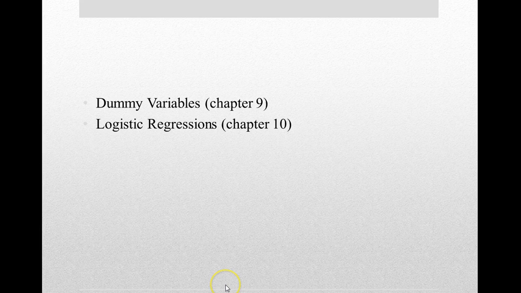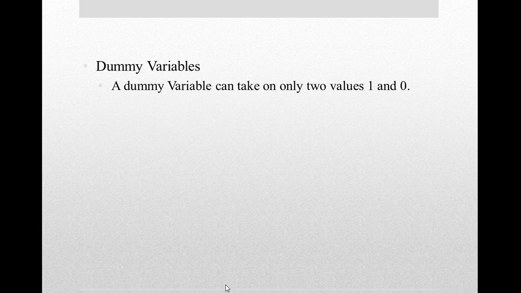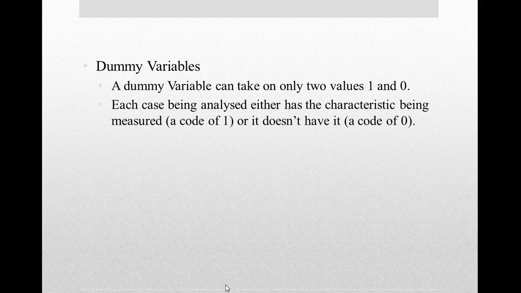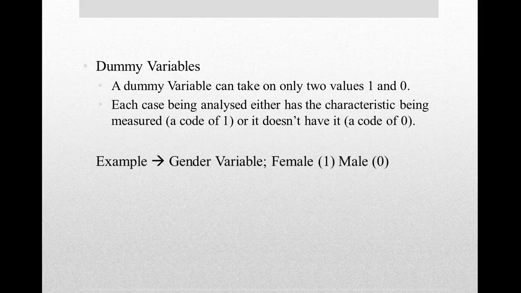A dummy variable can take on only two values, 1 and 0. Each case being analyzed either has the characteristic being measured, a code of 1, or doesn't have it, a code of 0. So a gender variable can be a dummy with females being coded 1 and males being coded 0, or vice versa.